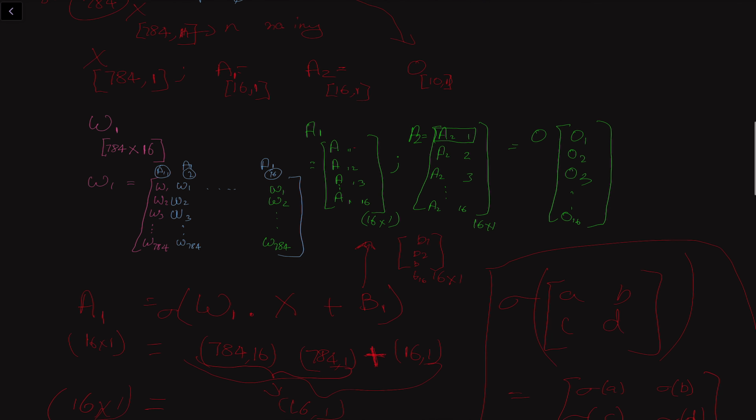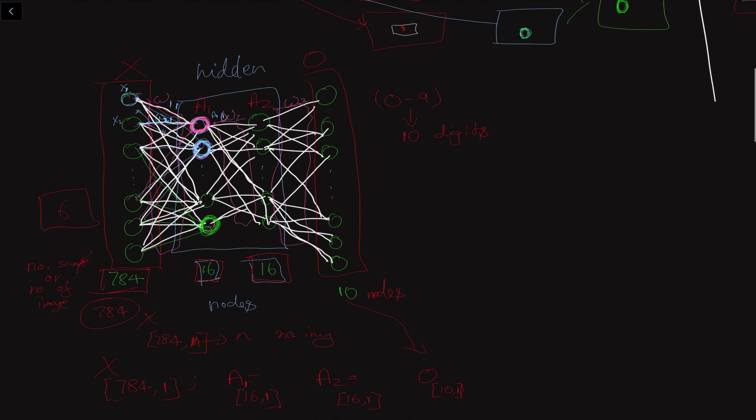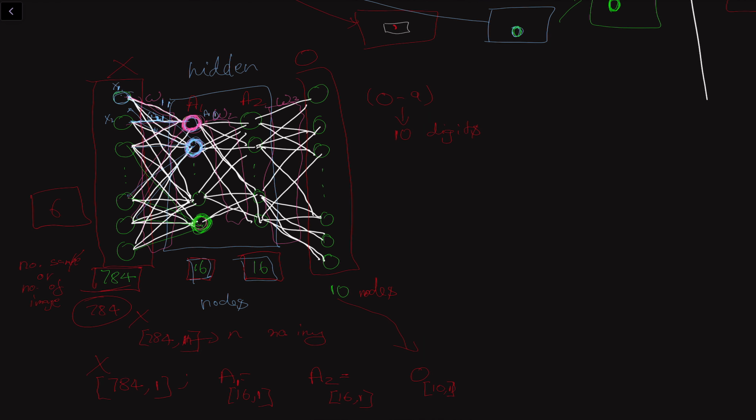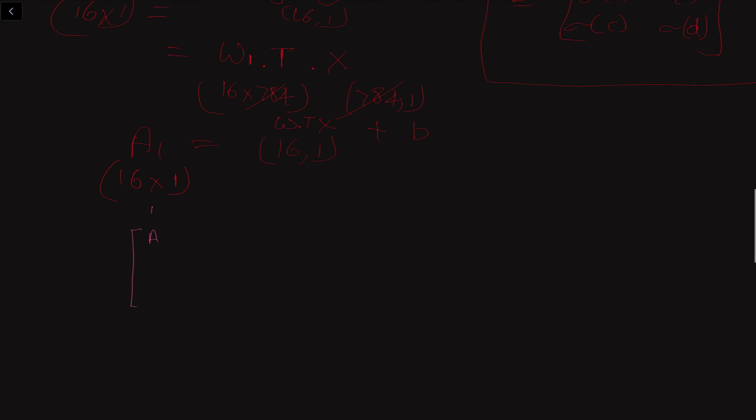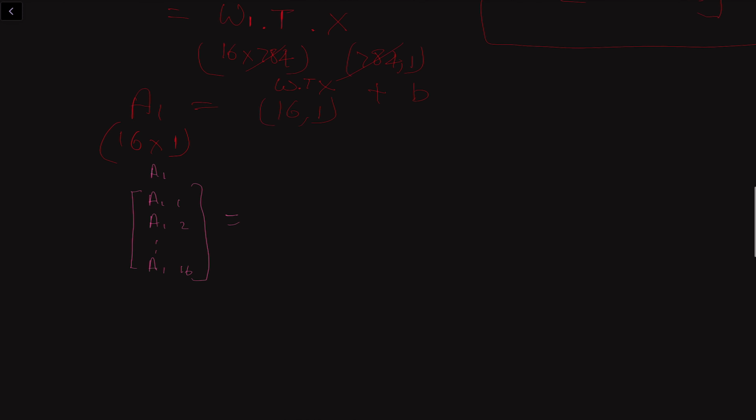I'm just going to expand for this node exactly. If you want to see, I'm going to expand for A1, and it's going to apply for everything. So let's see how A1 looks. Right here, this is A1, the whole matrix. I can write A11, A12, and so on, A116. And W transpose, so that is 16x784, okay? Like this, 16x784.